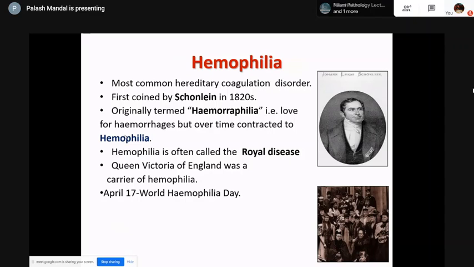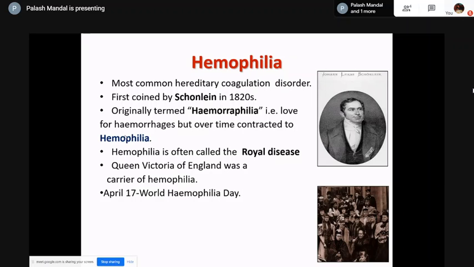Of the coagulation disorders, hemophilia is the prototype disorder and the most common disorder, and from the examination point of view it is very important. In the bleeding disorders, ITP was very common and important, and here hemophilia is common and very important.